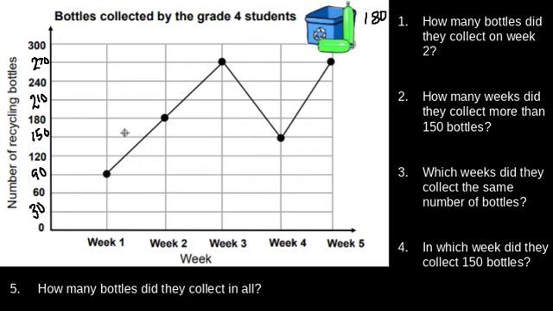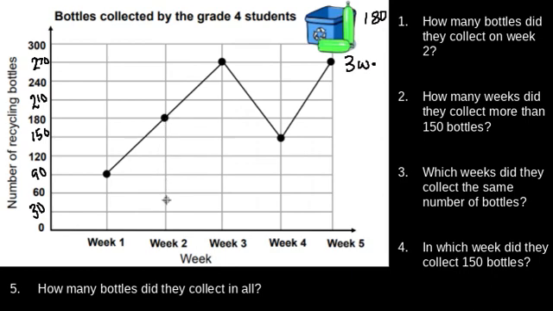Now, how many weeks did they collect more than 150 bottles? So this is 150 bottles. How many weeks did they collect more than this? Just check how many weeks you have above 150. We have week 2 above 150. That's 1 week. We have week 3 above 150. That's another week, making 2 weeks. Week 4 is actually 150. It's not more than 150, so we can't count week 4. Week 5 is above 150. So that's 3 weeks. In 3 weeks, they collected more than 150 bottles.